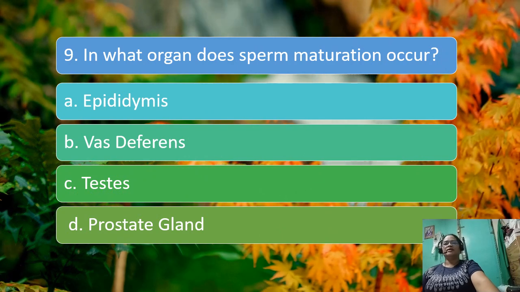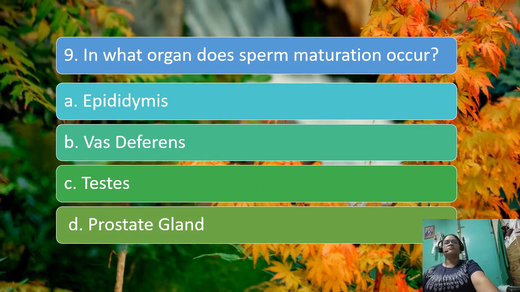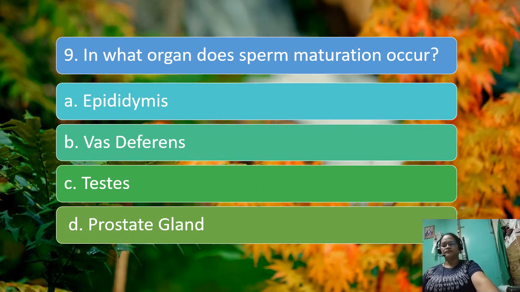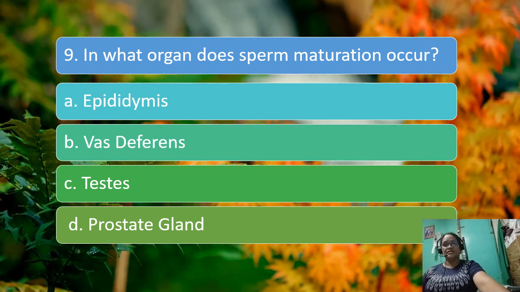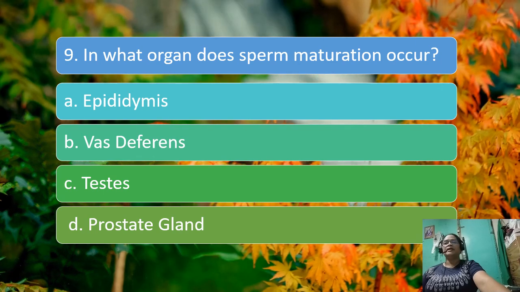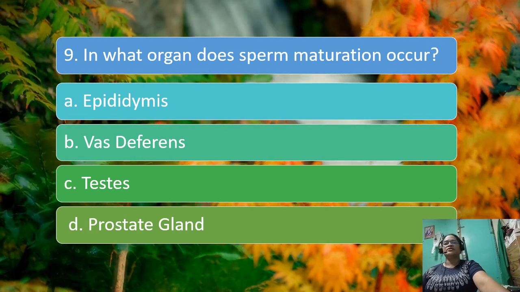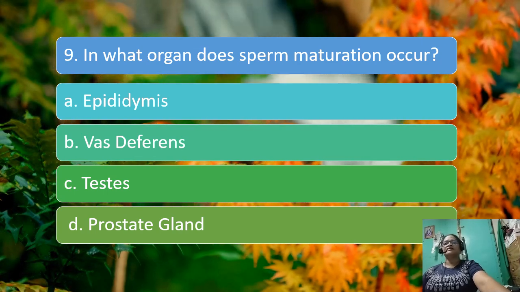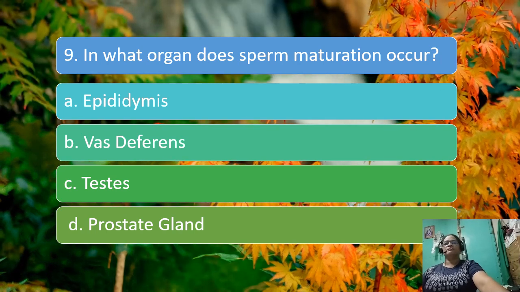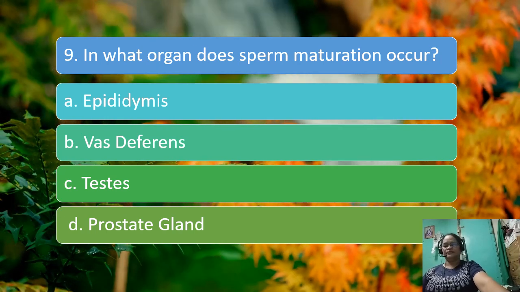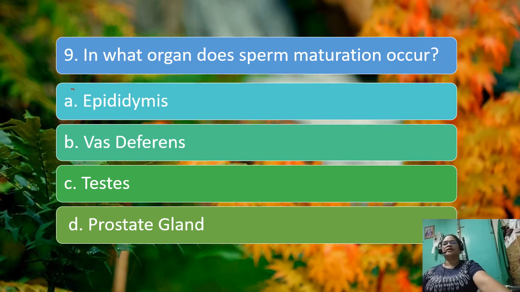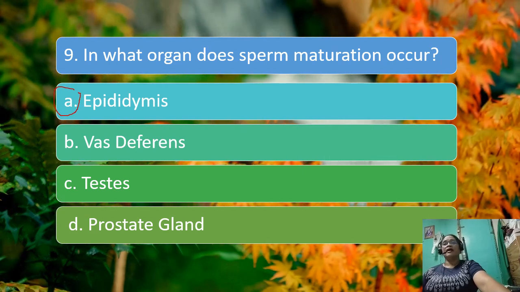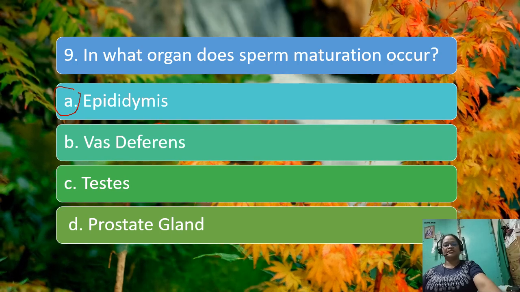Number 9. In what organ does sperm maturation occur? A. Epididymis. B. Vas deferens. C. Testis. D. Prostate gland. What's the answer? Very good. Letter A, epididymis.